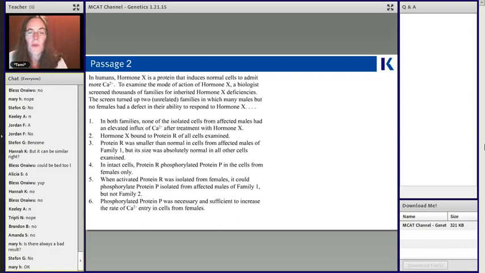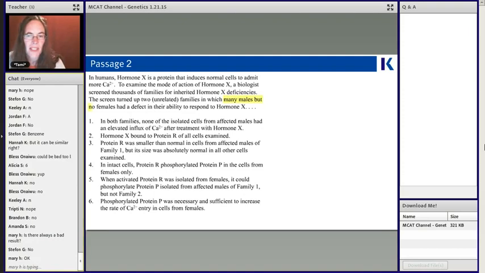In humans, hormone X is a protein that induces normal cells to emit more calcium. Excellent. To examine the mode of action, a biologist screened thousands of families with hormone X deficiencies. The screen turned up 2 unrelated families in which many males but no females had the defect. So this first paragraph tells me we have a defect, and it is sex-linked.